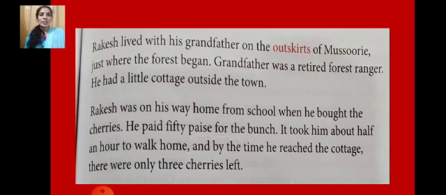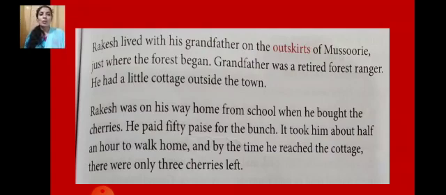Okay, let's move towards the next para. Rakesh lived with his grandfather on the outskirts of Mussoorie, just where the forest began. Grandfather was a retired forest ranger. He had a little cottage outside the town. Now, what is the meaning of outskirts? The outer parts of a town or city. So, what was his grandfather? His grandfather was a retired forest ranger. He had a little cottage outside the town.